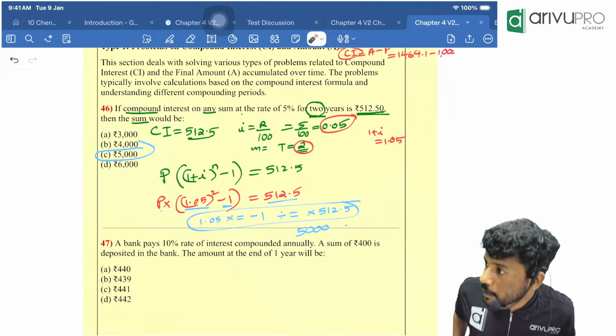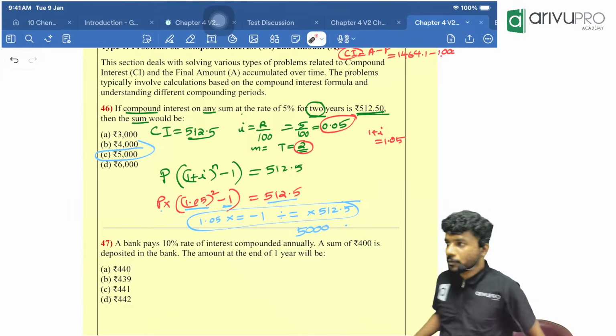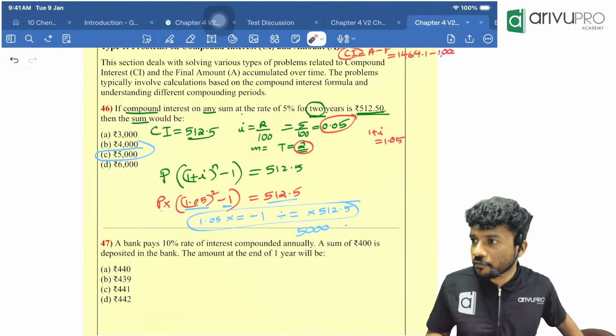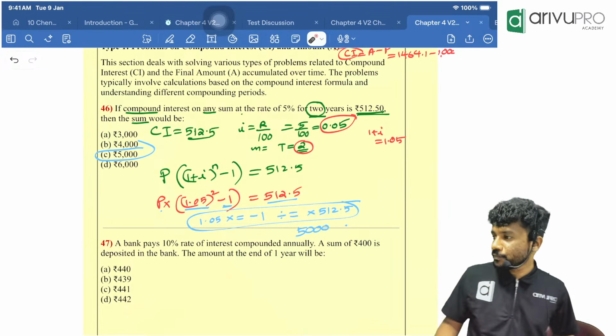Got it? Online, please confirm. Abdul, Adil, Ganesh, Merlin, Samyukta, everyone, please confirm. Yes. Ismail, Nishan.